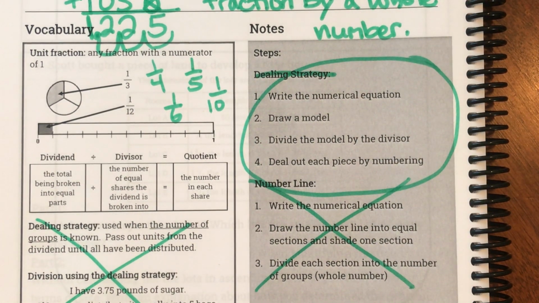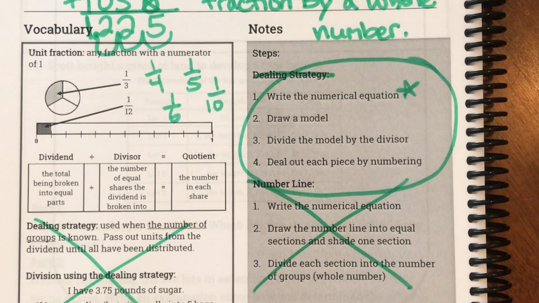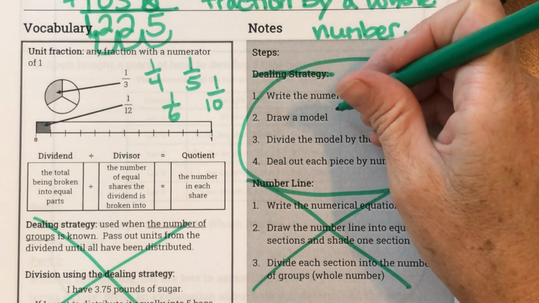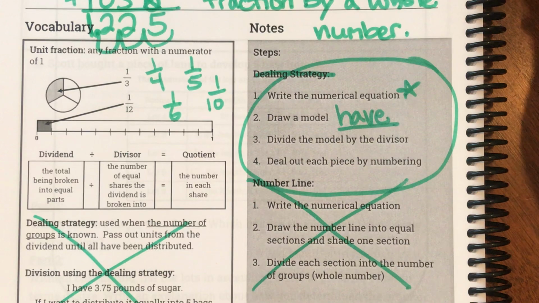So it says, number 1, we're going to write the numerical equation. You really have to think when you write the equation what's being divided. That is your dividend. So you have to really read these word problems and say what is being divided. This can get to be really tricky. Then you're going to draw a model, draw what you have. That's what you're going to draw.